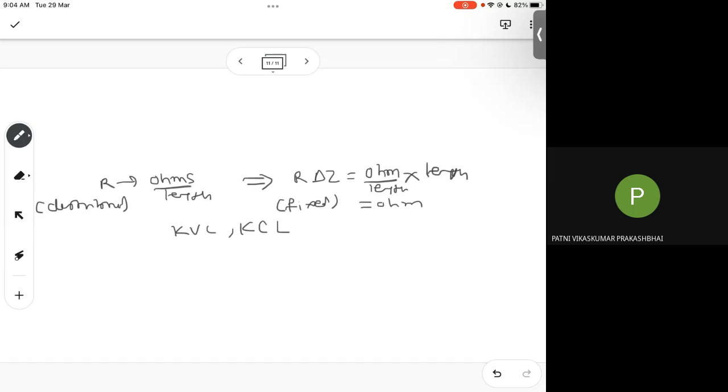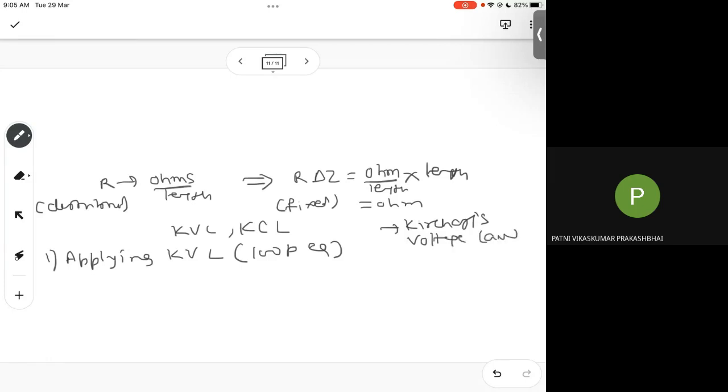So we'll now apply them one by one. Let's start by applying KVL first. KVL, if you don't know, is a loop equation, Kirchhoff's voltage law. I think you must have learned it. If I apply the KVL loop equation, what does it mean? It means the sum of voltages in a loop is equal to 0. That is my KVL.